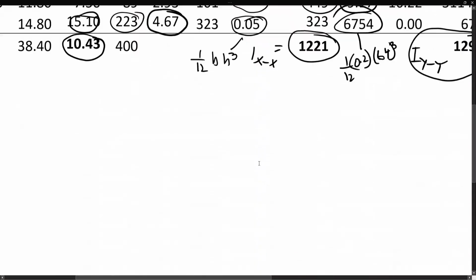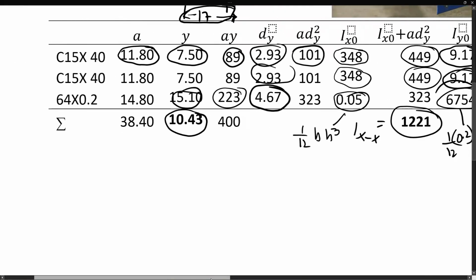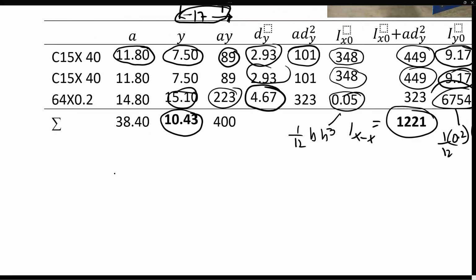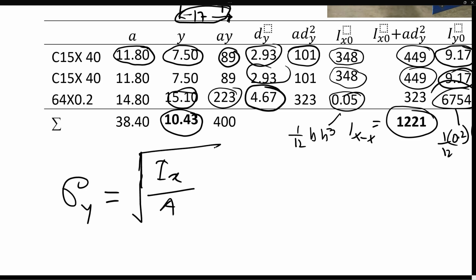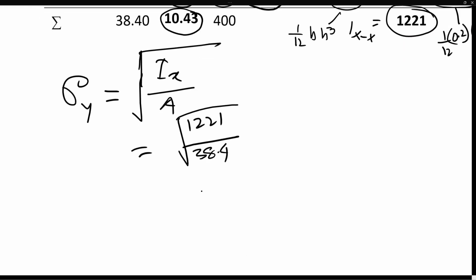Now a couple more things. The radius of gyration is generally related to the buckling of the frame, when you're talking about columns. So radius of gyration rx is simply the square root of Ix divided by area. The Ix we found 1221, and area again doesn't change, 38.4. If you take the square root of that, I found 5.64 inches. That is rx.